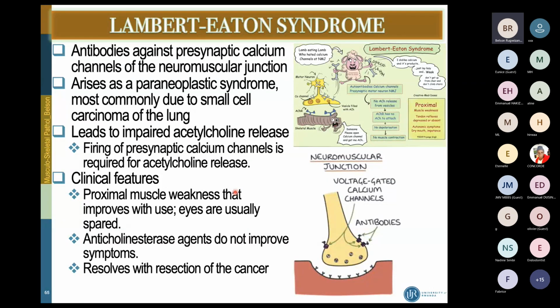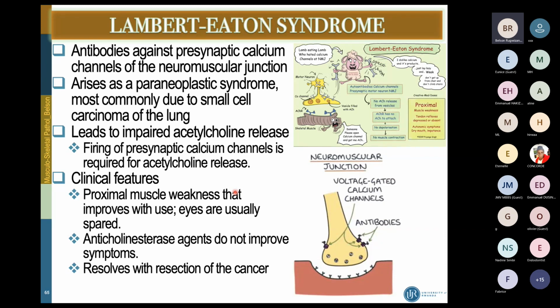So there will be impaired acetylcholine release. Filling of presynaptic calcium channels is required for acetylcholine release. So if that presynaptic channel is not filled with calcium, you understand, acetylcholine will not be released. So they have a proximal muscle weakness that improves with use.